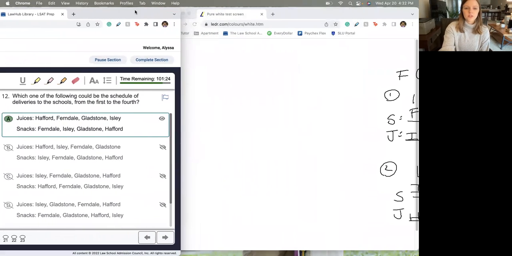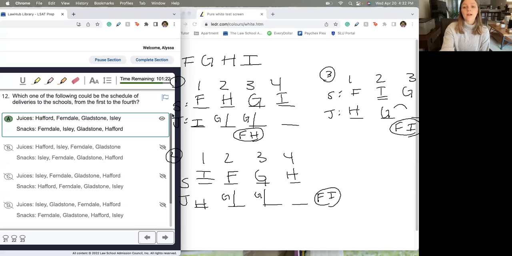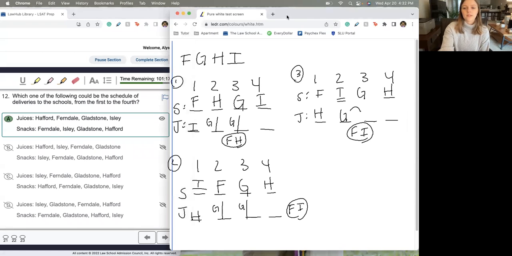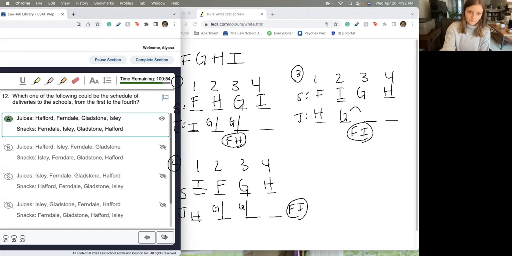The way that I would recommend you use your diagram for this kind of question is to just verify that you have the diagram to begin with. So I'm looking for a snack line with FIGH. That's happening right here. And we can make that juice line happen because G can hop on over to 3 and F and I can go wherever they want. So we have that diagram there.